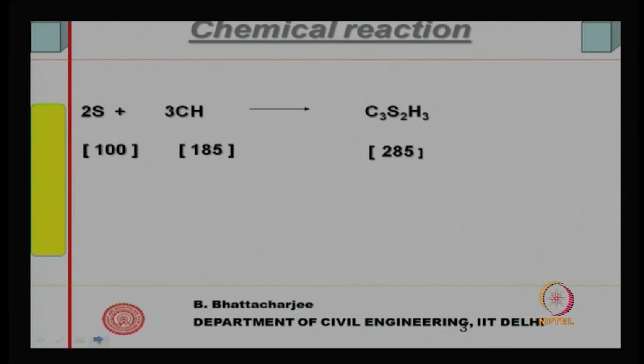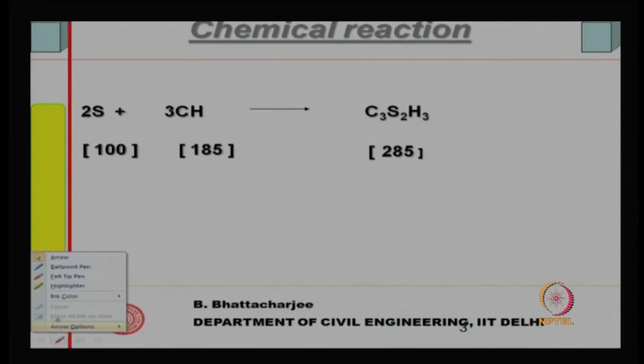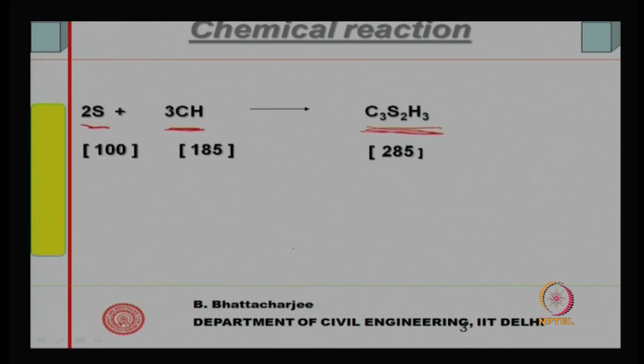So, chemical reaction: something like this is one of the possible chemical reactions of these materials, mainly the silica component of it. The silica reacts with calcium hydroxide to form calcium silicate hydrate. Maybe 100 grams of silica reacts with about 185 grams of calcium hydroxide to produce 285 grams of calcium silicate hydrate. Well, this is one of the reactions.